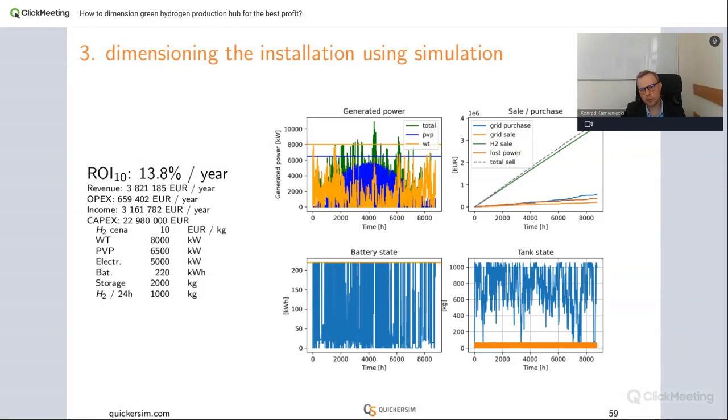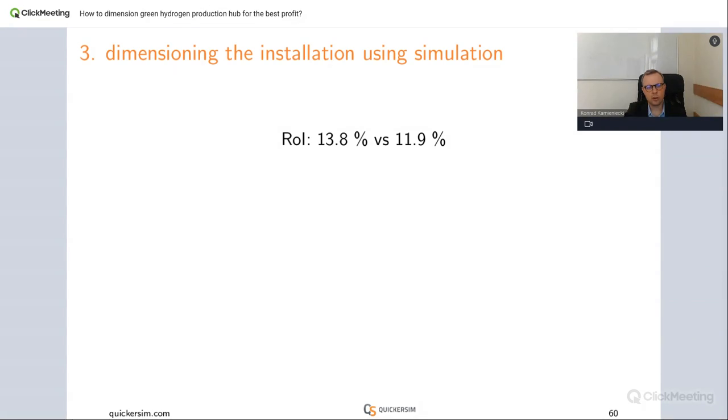And you can also see the operation of the tank. We have only a few points where we do not have enough hydrogen to sell. And now we can raise the question of whether it is worth making such an analysis to gain 1.9 percentage points. I mean, whether it is a big or a small difference.